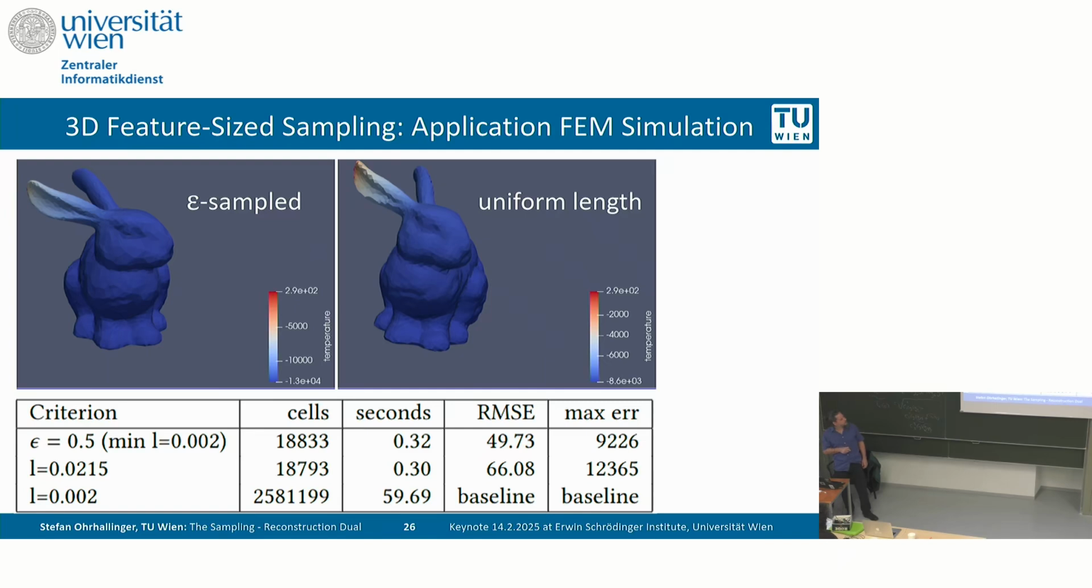If we use approximately the same number of elements, then we get this length, and we get a much larger error. And also, if we try to make all elements as fine as for the epsilon sampled, then we have over 100 times more elements.